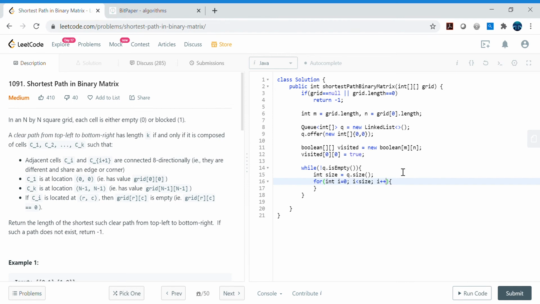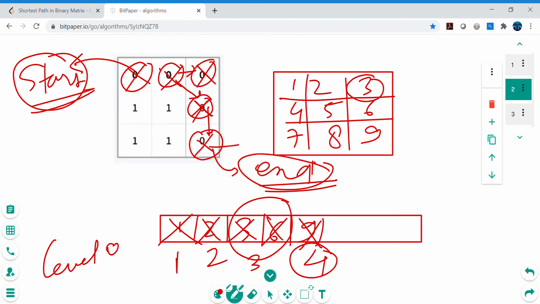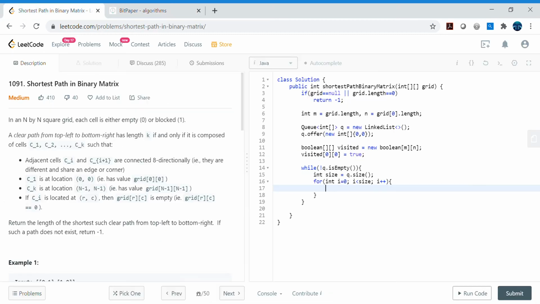Size, i plus plus. So here if we see our diagram, initially the queue size is 1, we iterated only one time, and we increased our level. Here the queue size is 2, so we iterated 2 times, 3 and 6. And then the level is basically for these two elements, and we increase the level to 3. Okay, so whatever the queue size is, that many times we need to iterate.